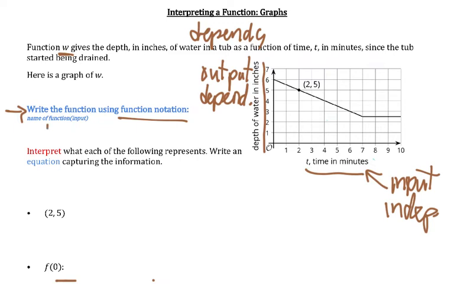W. What was the input? Take a look right here. What's the input? T. W of T. There it is. Again, all I did was break it down. Function W right there. Input right there. W of T. The depth of the water in inches depends on the time that we allow to go by. Right?